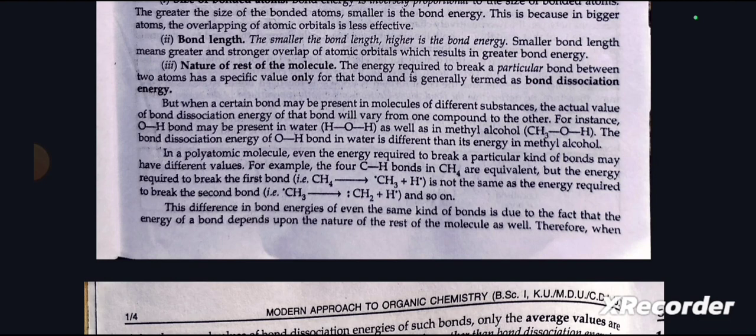Third, nature of rest of the molecule. The energy required to break a particular bond between two atoms has a specific value only for that bond and is generally termed bond dissociation energy. But when a certain bond may be present in molecules of different substances, the actual value of bond dissociation energy of that bond will vary from one compound to another. For instance, the O-H bond may be present in water as well as in methyl alcohol. The bond dissociation energy of the O-H bond in water is different than its energy in methyl alcohol.